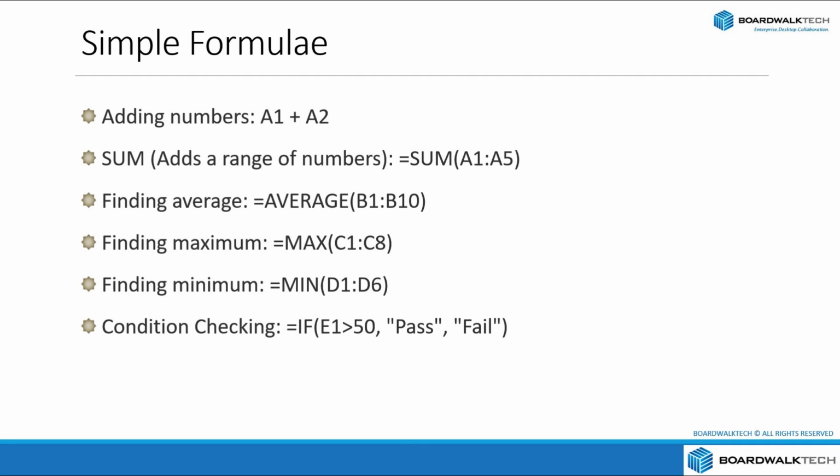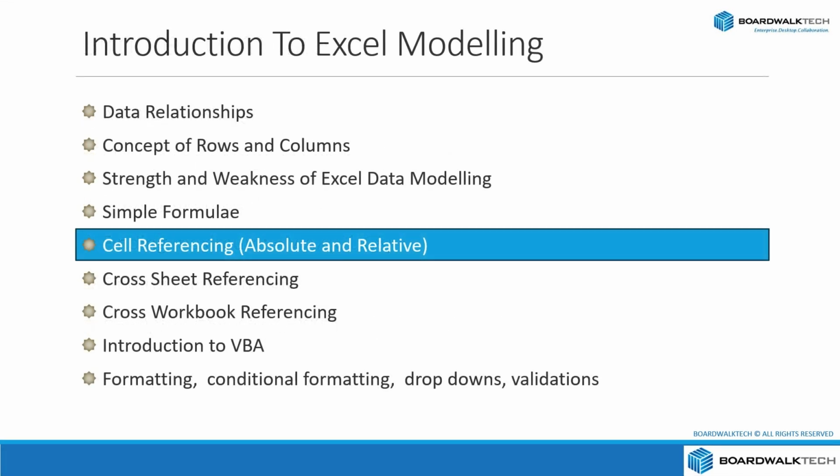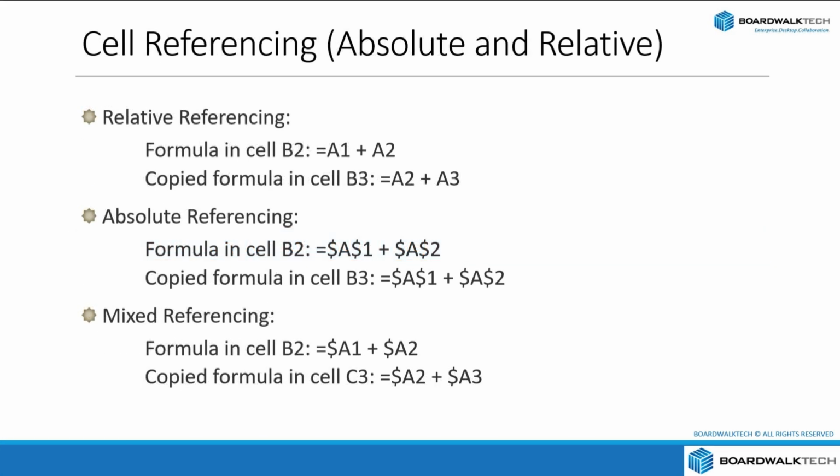Formulas can also be combined to form advanced calculations and analysis. Cell referencing is a crucial concept in Excel as it allows you to refer to the contents of a cell in your formulas and functions. There are two main types of cell referencing in Excel: relative referencing and absolute referencing.